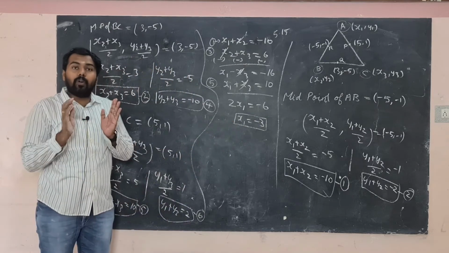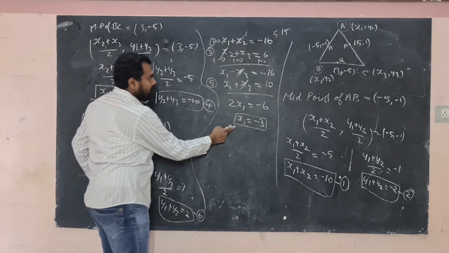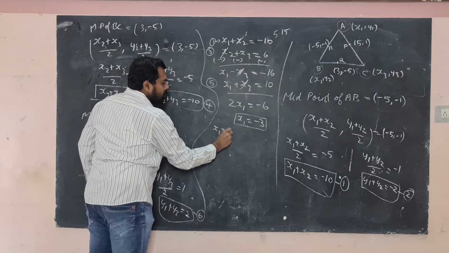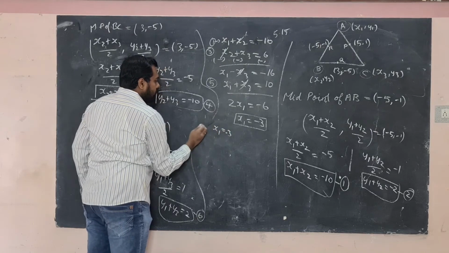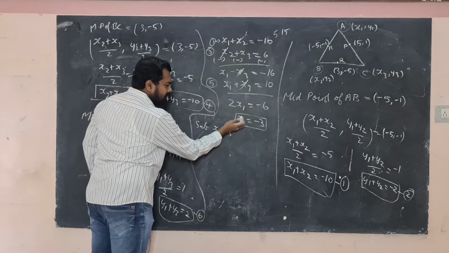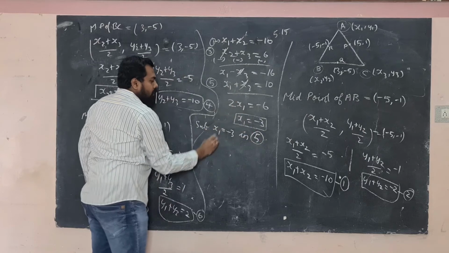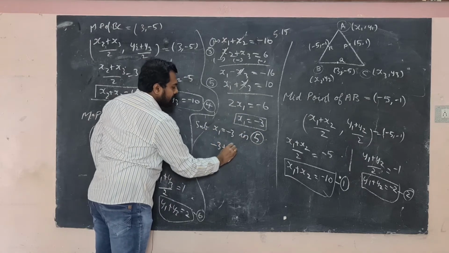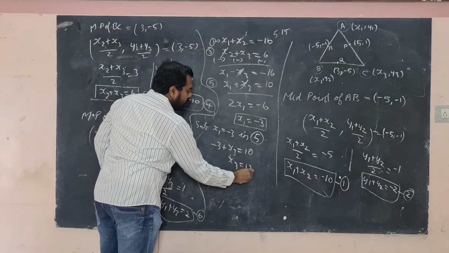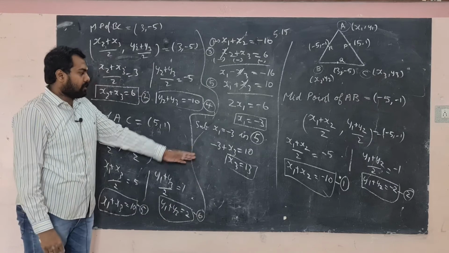Once we find one value, we can develop from it. So we know x1 equal to, sorry, minus 3. Substitute x1 equal to minus 3 in equation number 5. Then what happens? Minus 3 plus x3 equal to 10. So x3 equal to 13. We found the value of x3 as 13.